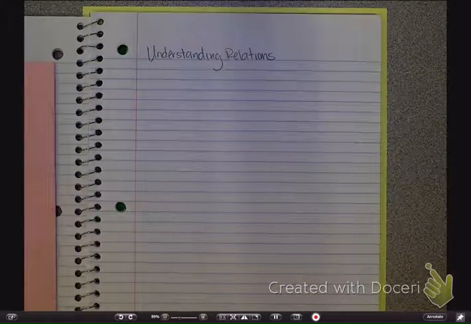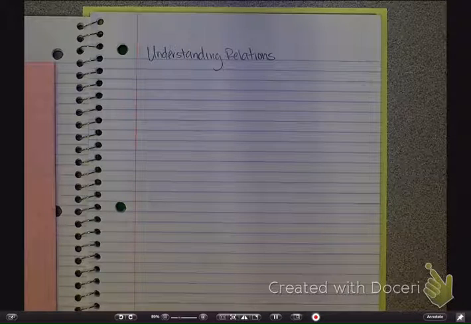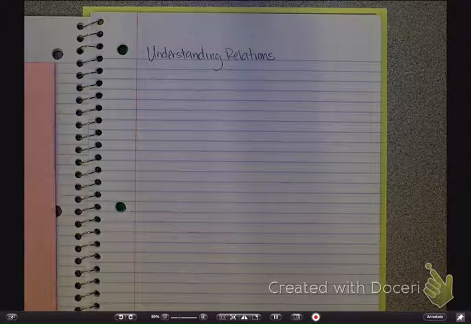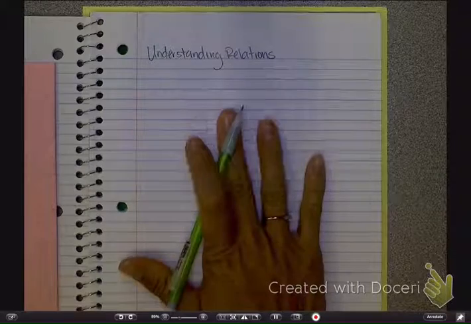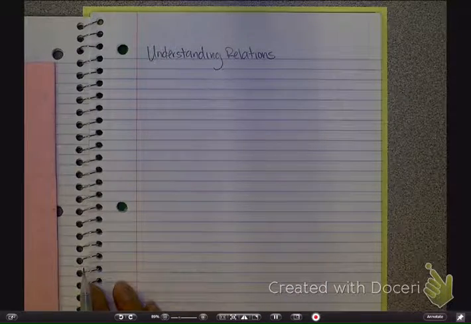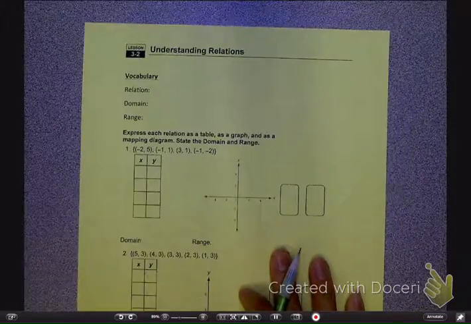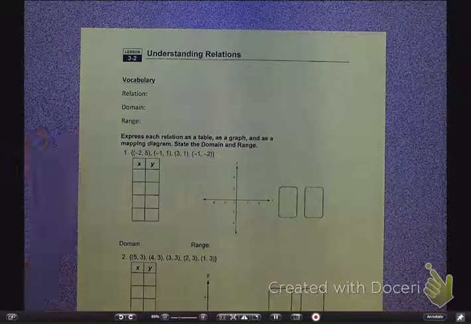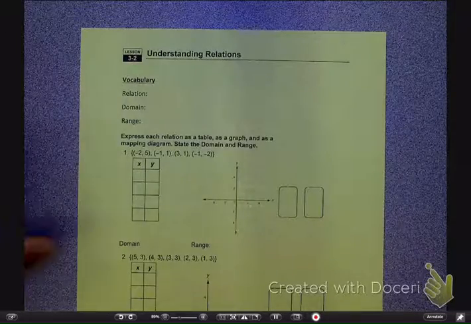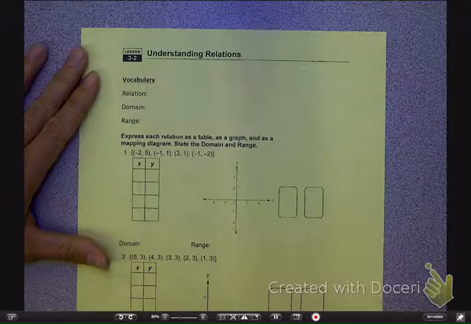And you guys should all have a yellow sheet. We're going to be taking notes on the yellow sheet and stapling it in on here when we're done. Okay. All right. So let's take a look at the yellow sheet you have. Okay, the first thing we want to do is talk about what a relation is.